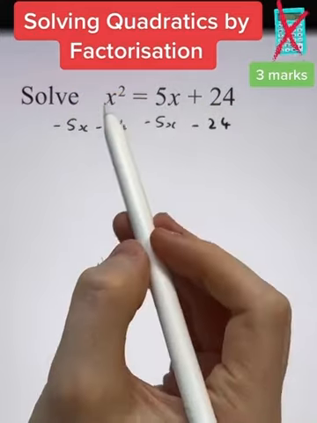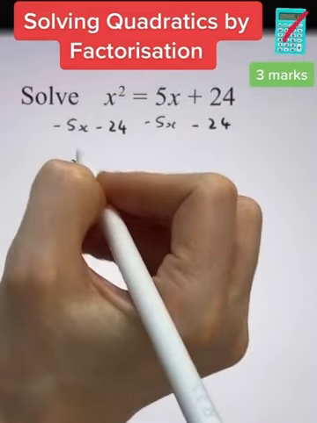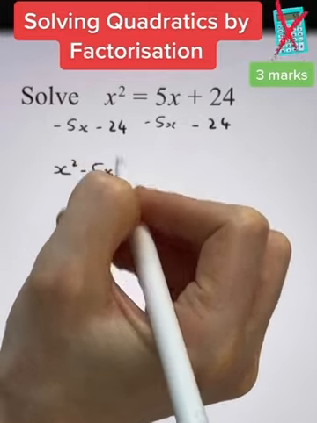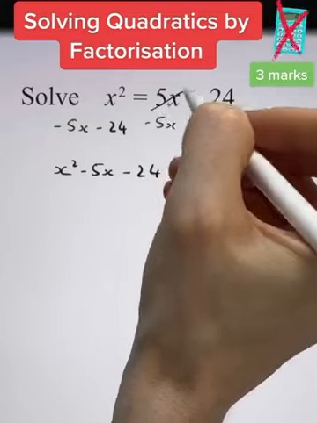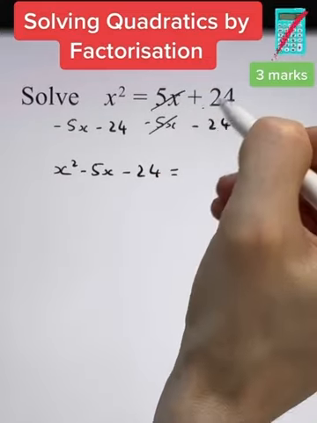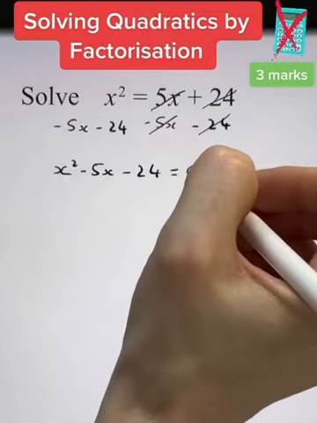On the left-hand side, I had x squared, which was originally there. I now have the negative 5x that's come across, and I have negative 24 that's come across. And on the right-hand side of my equation, I know 5x take away 5x will cancel, and 24 take away 24 will cancel, which will leave us with 0.